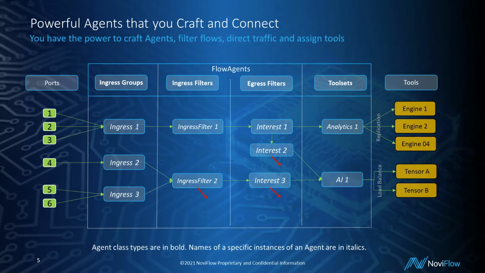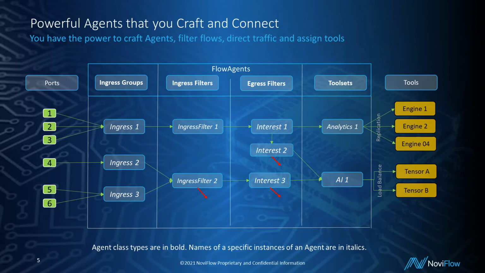The green arrows between the boxes represent flows. For example, on Ingress 1, we see that ports 1, 2, and 3 are all flowing into it. There they will get aggregated together, and they will flow out with the same identity from Ingress 1 to Ingress Filter 1. Now, if we scan over to Interest 1, we see a slightly different process. Here, as the agent does its work, some of the packets flow to Analytics 1, and some of them get selected to flow down to Interest 2. So that's a basic diagram of how agents and the flow between them is represented.